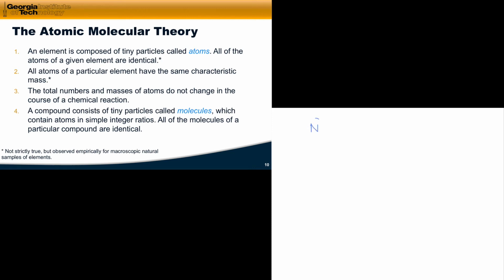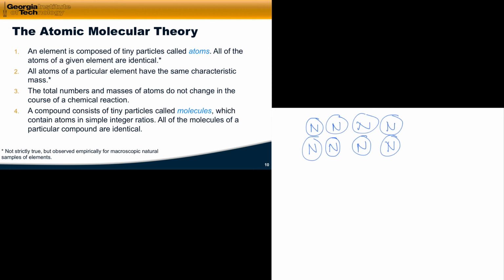All of the atoms of a given element are identical. So in a sample of pure nitrogen, for example, we have just a bunch of identical nitrogen atoms hanging around that all have the same mass. That's principle 2. To some degree, this is untrue due to isotopes, and we'll talk about isotopes in the very near future. But back in Avogadro's day, for example, the differences between isotopes were so small as to be essentially negligible to him and his colleagues. So for their purposes, all atoms have the same characteristic mass.